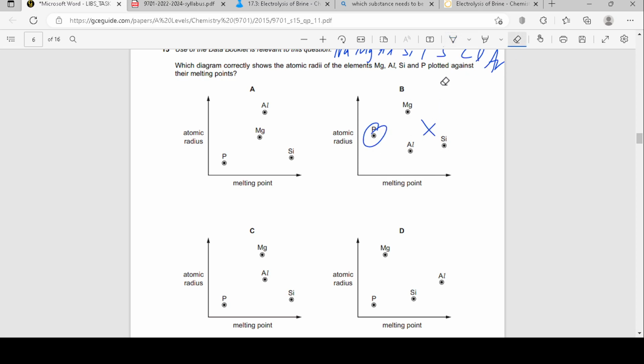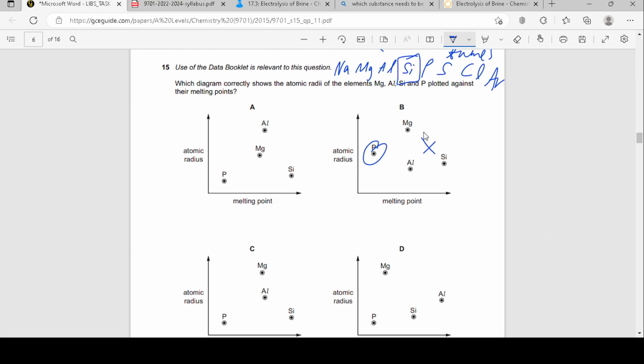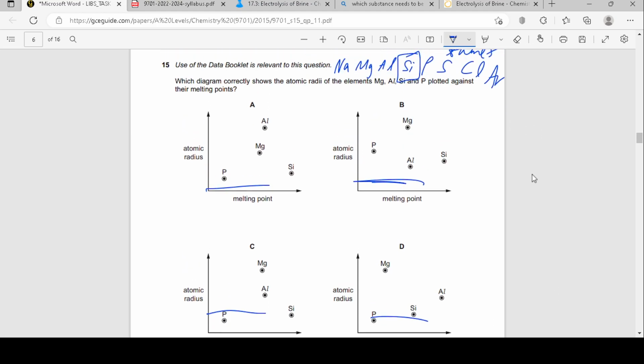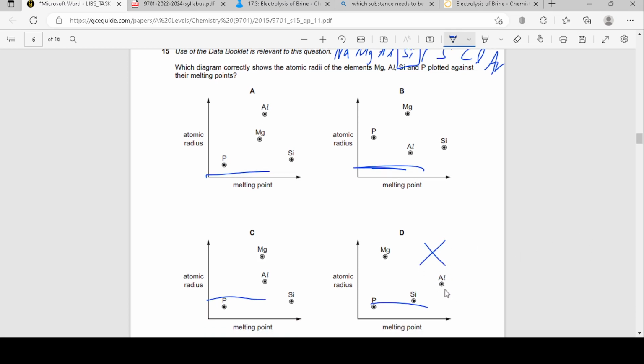So that's wrong. And now if we look at silicon, silicon is actually a giant structure, like the group 4 elements. They exist as giant structures, right? So that means it should have the highest melting point. Oh, actually no. This direction is atomic radius. So I was wrong about the phosphorus thing. Over here, phosphorus is having a lower melting point, and over here it also has a lower melting point. So basically we can't cancel out using phosphorus. But silicon has the highest melting point, and in D we don't have silicon as having the highest melting point because they've shown aluminium as the highest melting point. That's wrong, and all the other options have silicon as the highest melting point.